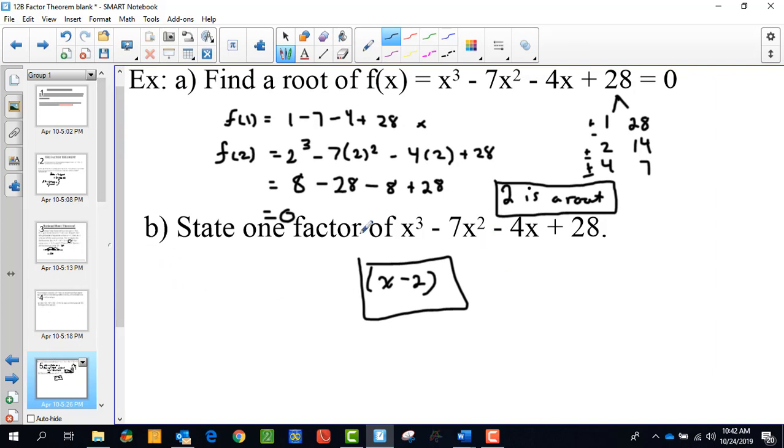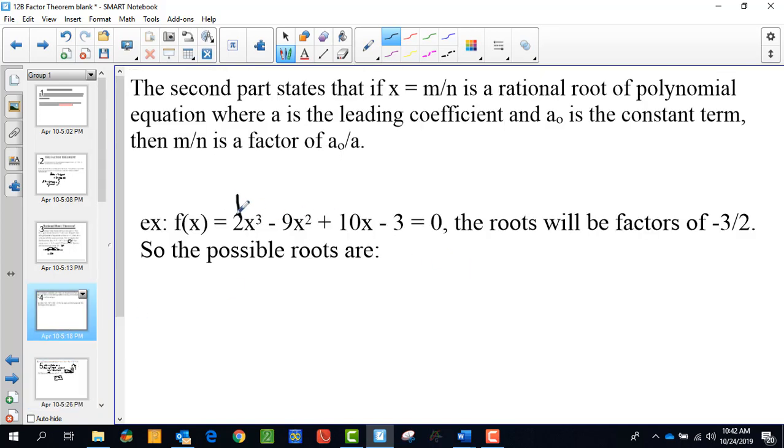Okay, so that's the idea: you just take the constant term and find the factors of it, and those are the possible roots. Now, what happens if you have a number in front of the x cubed or x to the fourth or whatever? This is the second part of the rational root theorem. What happens is the possible roots are roots of this number, minus 3, divided by 2.